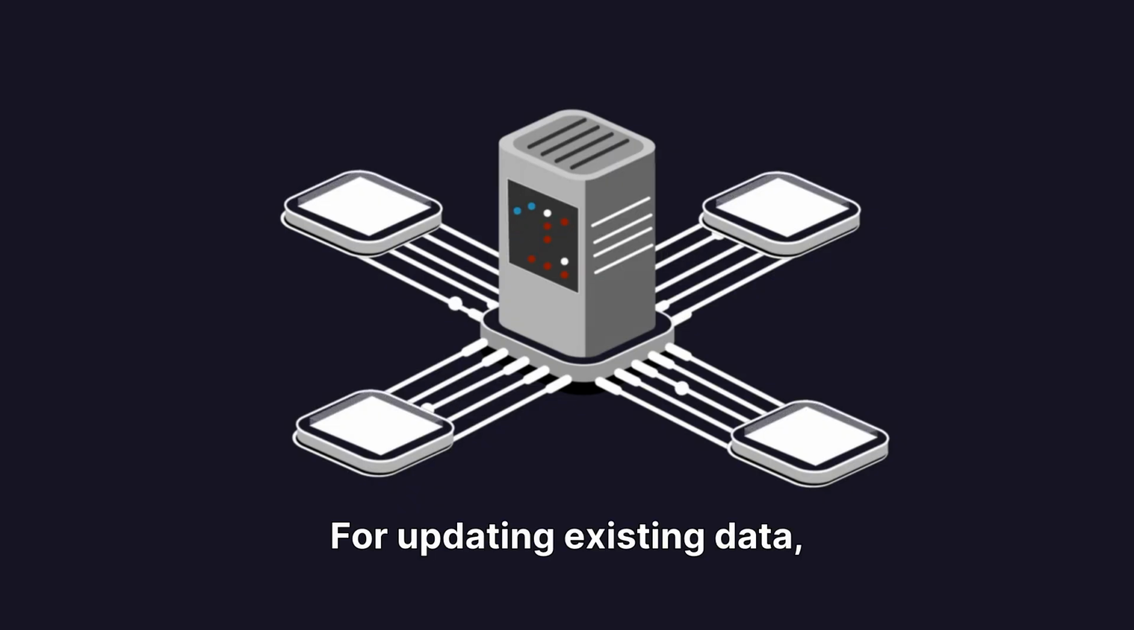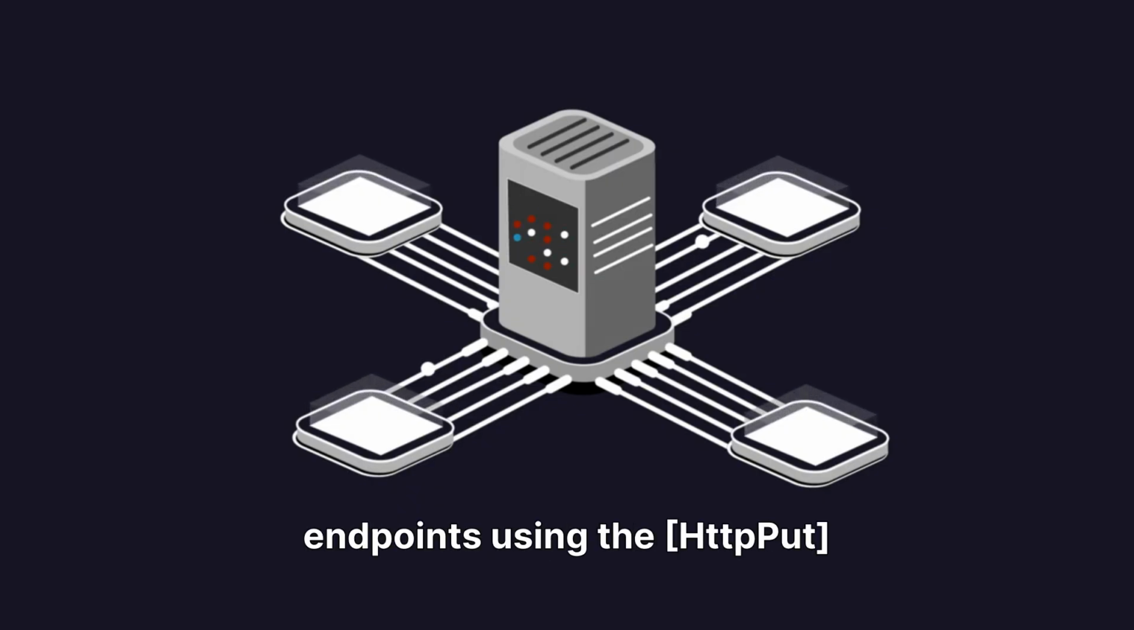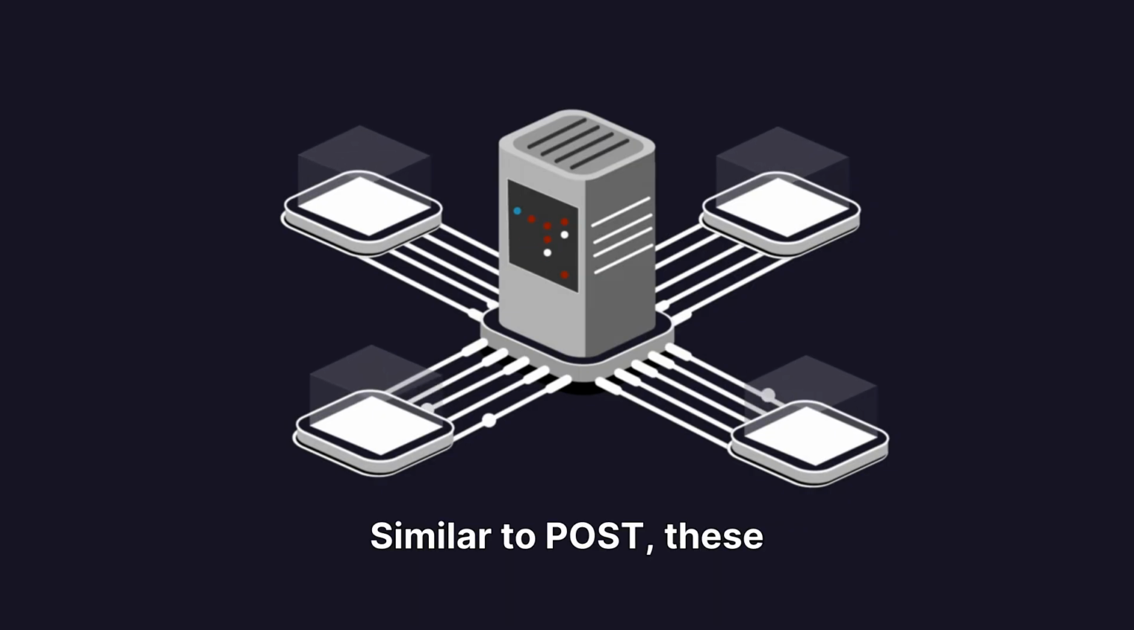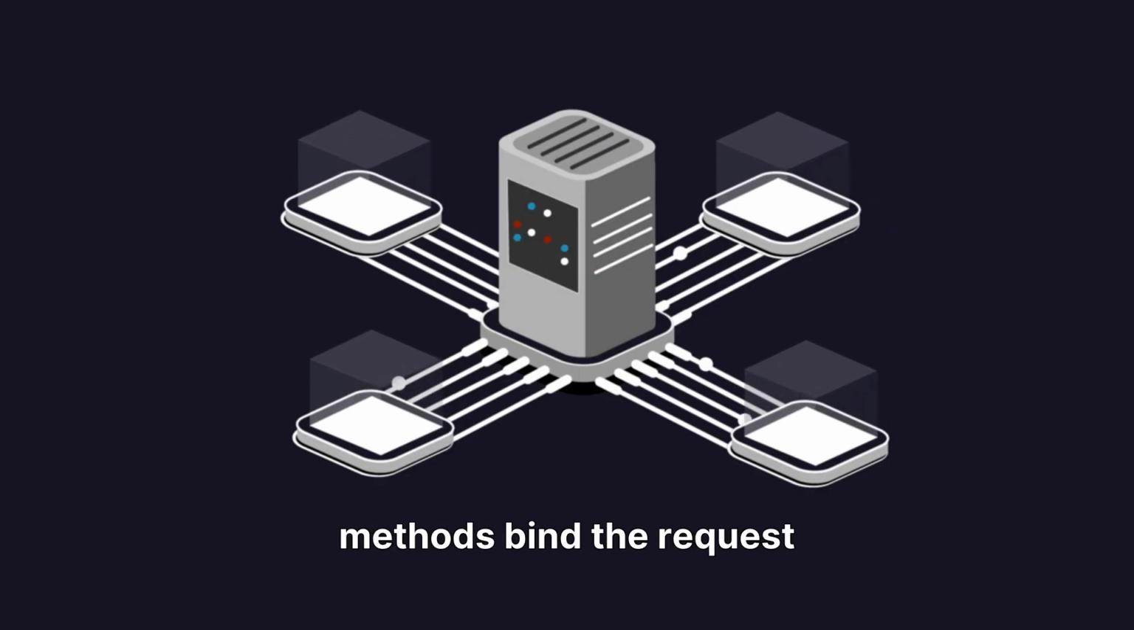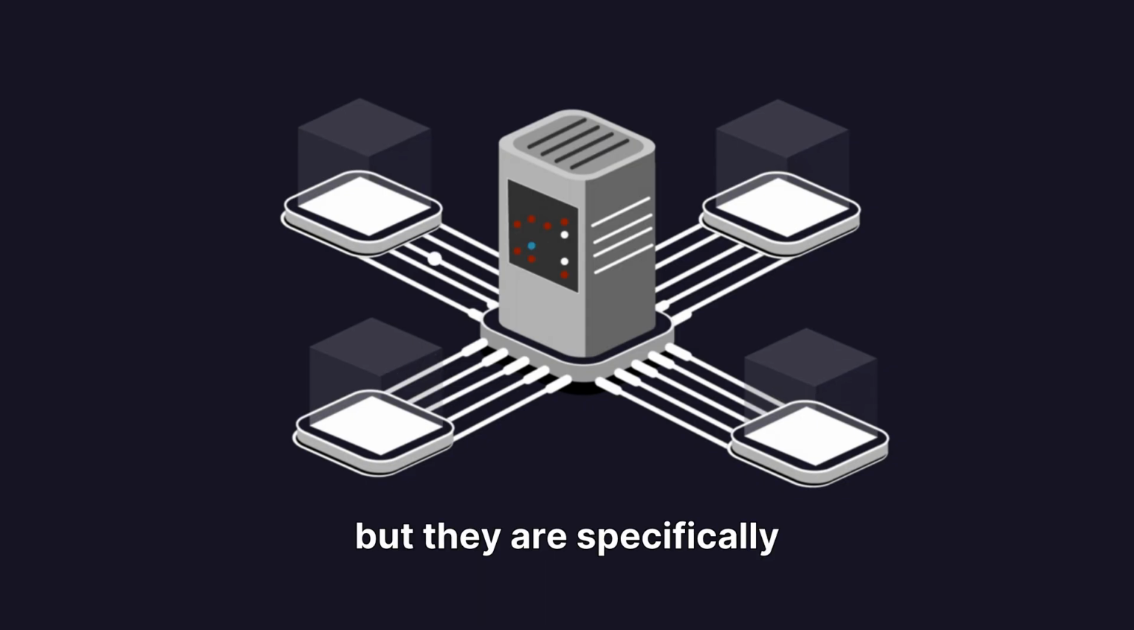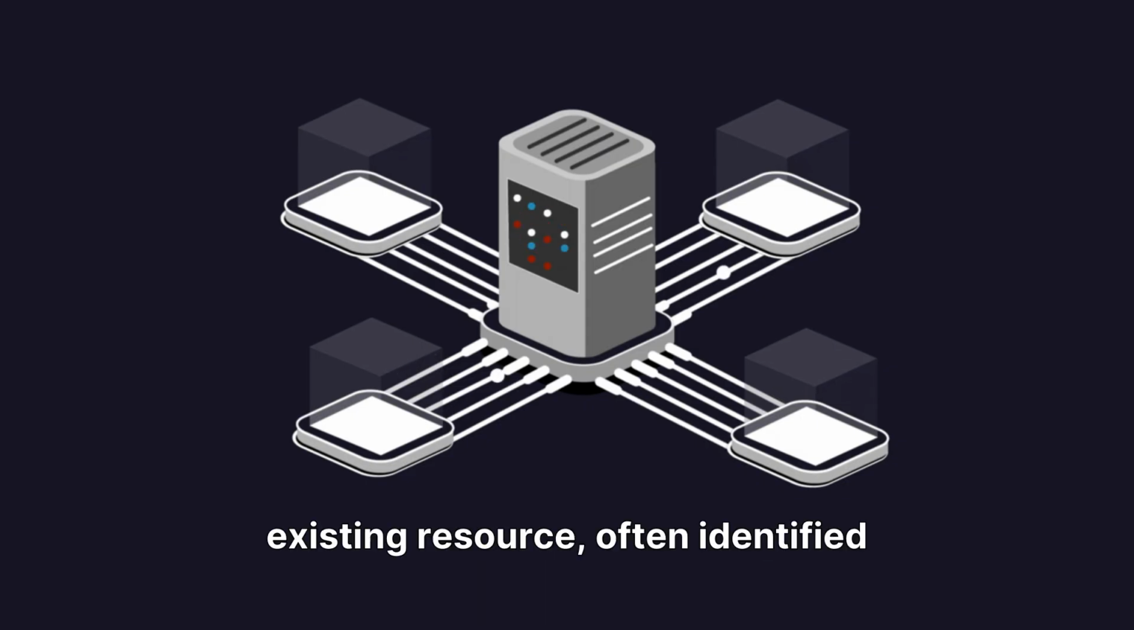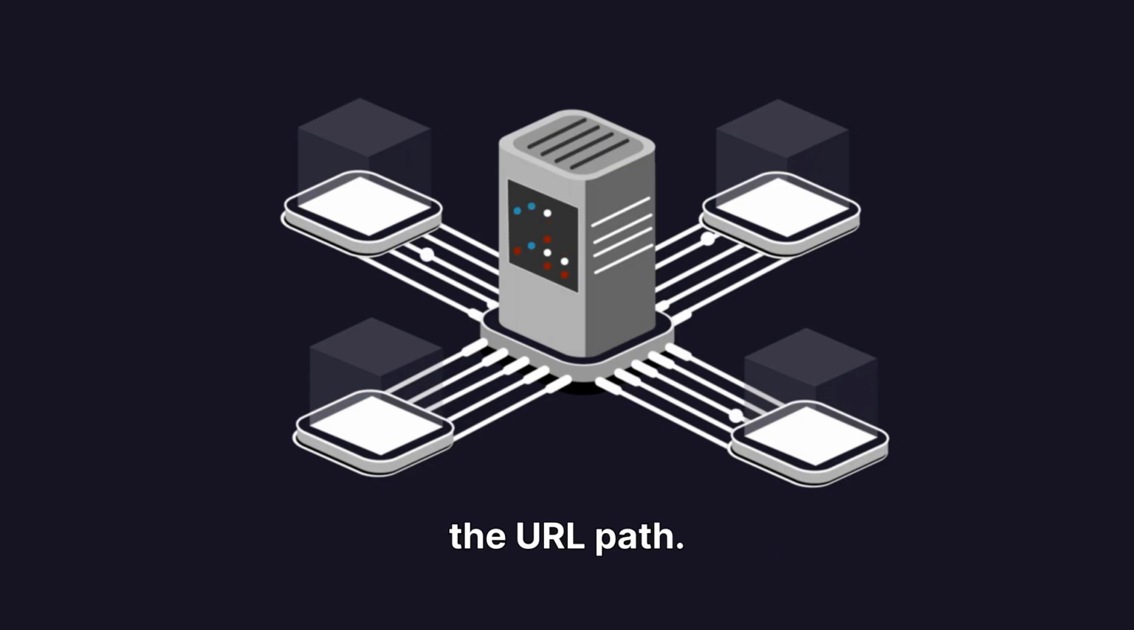For updating existing data, you will implement PUT endpoints using the HttpPut attribute. Similar to POST, these methods bind the request body to the model, but they are specifically designed to modify an existing resource, often identified by an ID in the URL path.